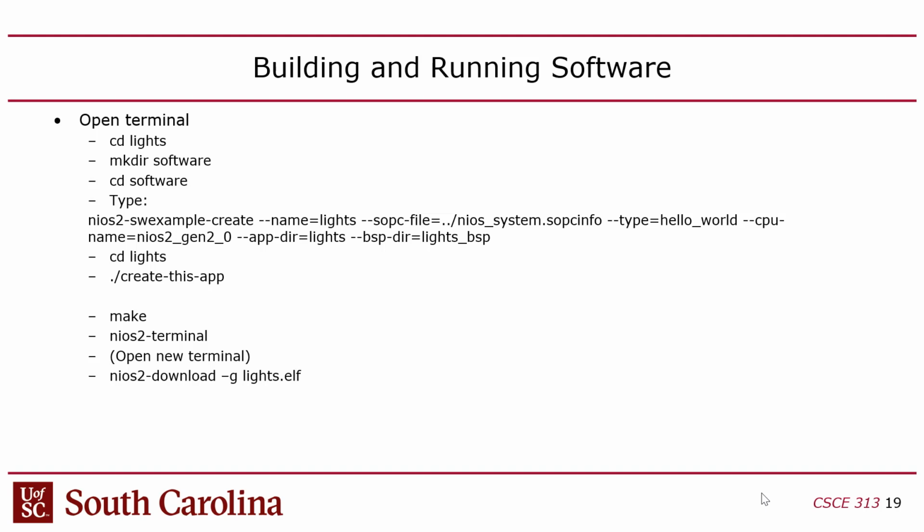So now, if you use this command, neos2-software-example-create, you only have to run this once to set up the software. But you say --name equals lights, --sopc file equals neos system.sopc info. This is the file that's generated from the platform designer, right? This just has all the blocks that you put in that thing that we just did. --type equals hello world.